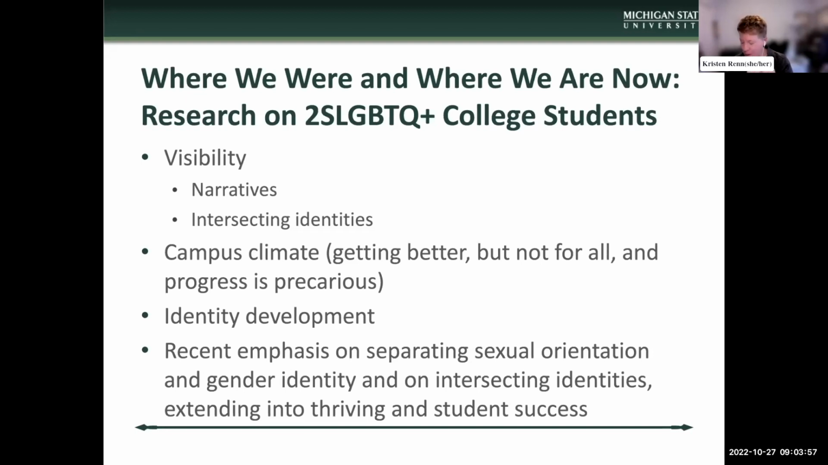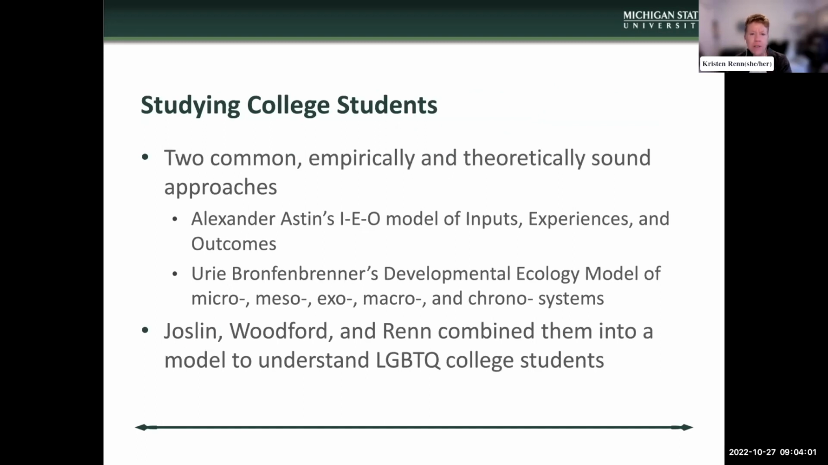So I want to talk a little bit about studying college students in general, so not just LGBTQ 2S. There are a couple of common empirically sound approaches. One would be Alexander Astin, the late Dr. Astin, with a fairly well-trod model called IEO, where you think about what inputs students bring with them, the experiences they have on campus, and what the outcomes are. It's a fairly straightforward way of thinking about inputs, environments, and outputs for college students.